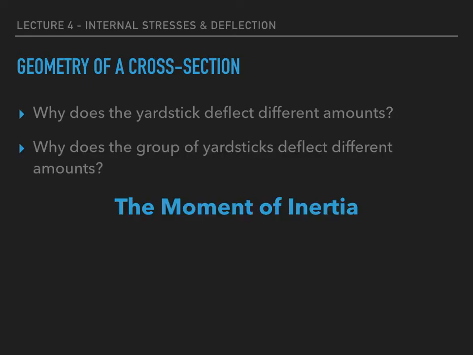So the question is, why does a group of yardsticks deflect differently than a yardstick by itself? Or rather, why do 4 yardsticks stacked on top of each other deflect differently than 4 yardsticks bolted together? And that's all because of the moment of inertia or the change in the section modulus. Instead of having 4 individual yardsticks, we're creating one thicker yardstick that is stronger because it's acting compositely.